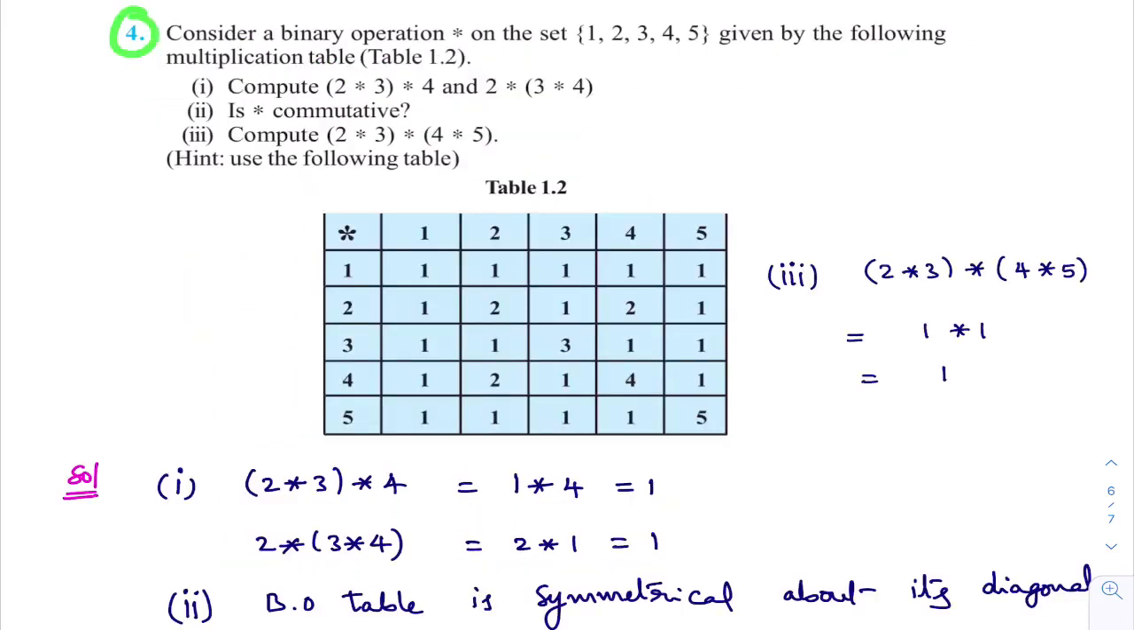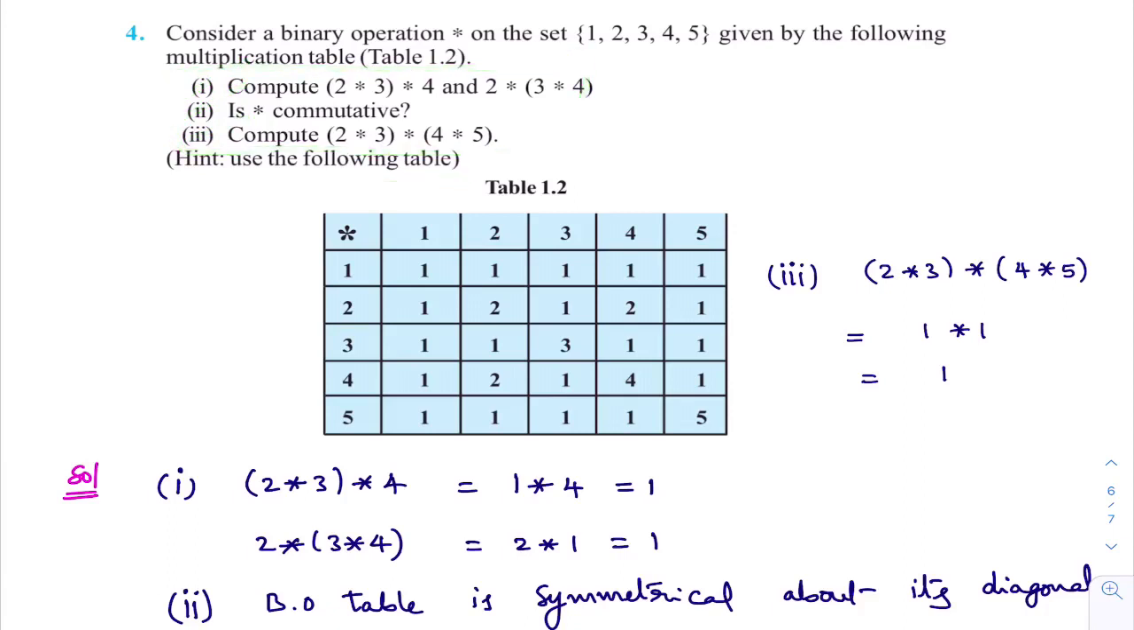Now you observe this question number 4. Consider a binary operation star on the set 1, 2, 3, 4, 5 given by the following multiplication table. You see here they have given a table, table 1.2. What they are asking, they have given 3 bits here. Use the following table to calculate these things.